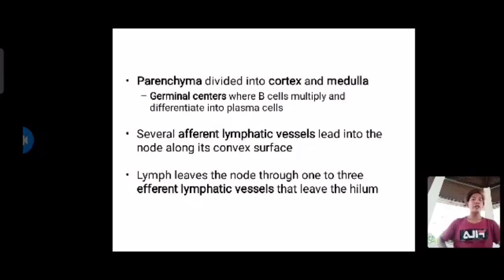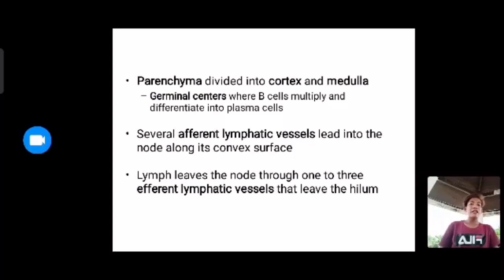The parenchyma is divided into two, the cortex and the medulla. The cortex refers to the outermost layer of the structure, and the medulla is the innermost part. Germinal centers are where B cells multiply and differentiate into plasma cells. Several afferent lymphatic vessels lead into the node along its convex surface. Lymph leaves the node through one to three efferent lymphatic vessels that leave the hilum.